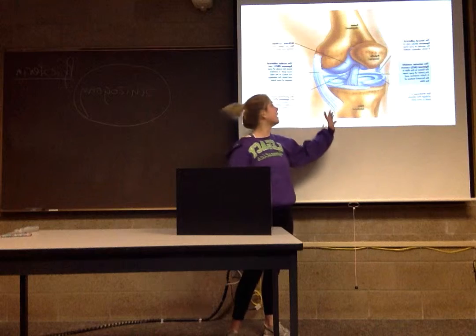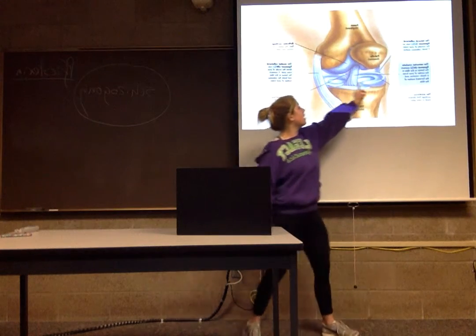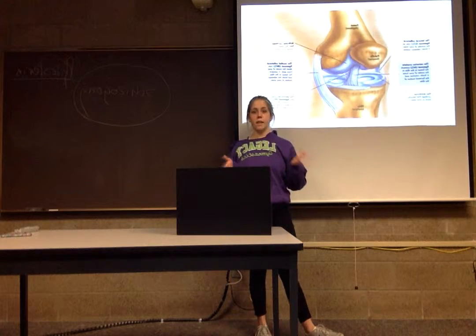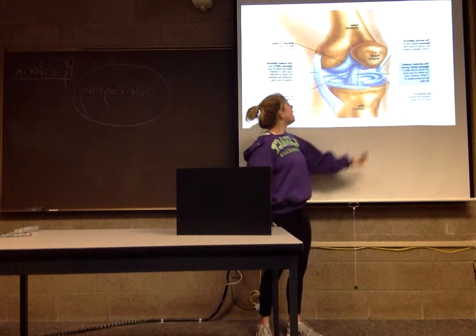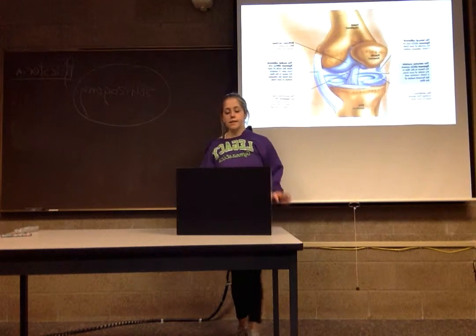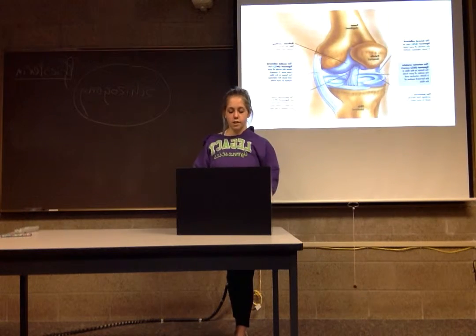So as you can see right here, this is the MCL and that is the LCL, which work together to help regulate sideways motions of your knee. And then on the inside is the ACL and the PCL in the back, and these help to regulate back and forth motions of the knee.